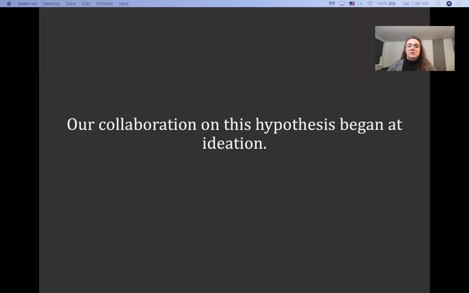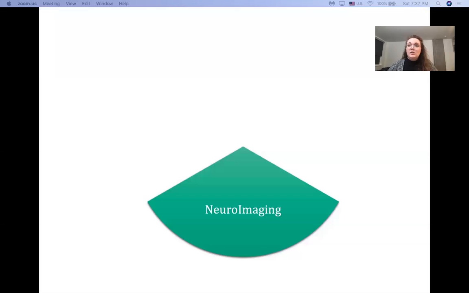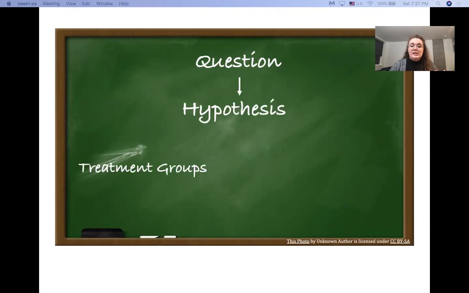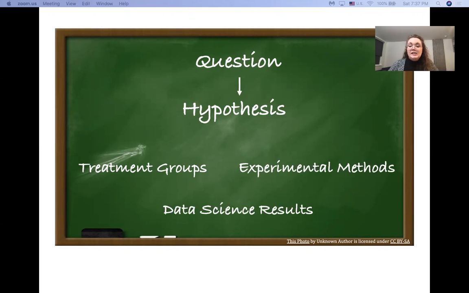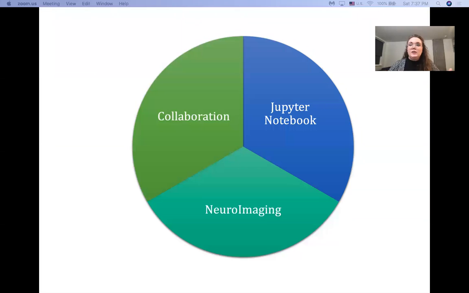And this allows us the unique insight that our collaboration on this hypothesis can begin at ideation. And when we're talking about neuroimaging and collaboration, everyone gets to be at the chalkboard discussing questions and hypotheses, treatment groups, and experimental methods with the same knowledge base in domain science. And then we get to discuss data science results and how to connect those in a way that makes sense to an experimentalist. And the way that we've really found makes sense is by using Jupyter Notebook.